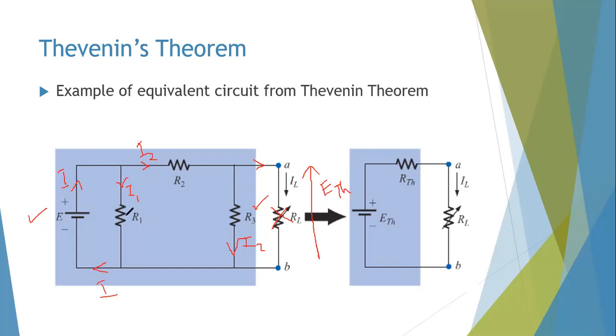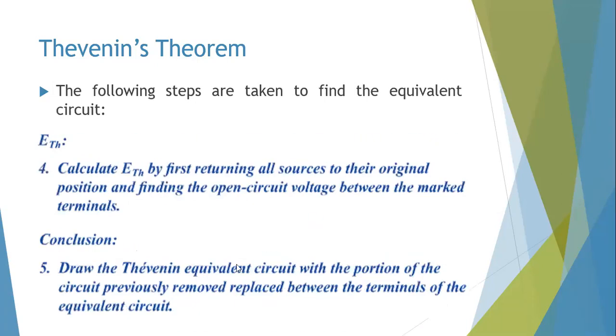So if you had values for R1, R2, R3, it's straightforward. These two are actually in series. You can just lump them together. It becomes a simple voltage divider. So you can very easily find your drop across the resistors. If you put values there, it's not a problem to work it out. We'll see some examples in a few minutes. So once you find that ETH, which is the voltage you would measure across your terminals A and B without the load, but with the voltage sources put back, then you get ETH.